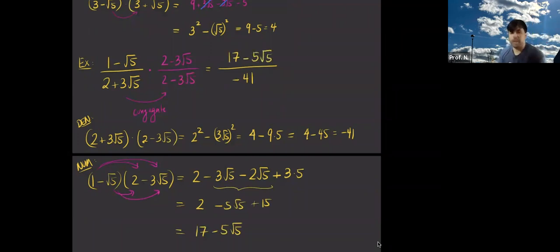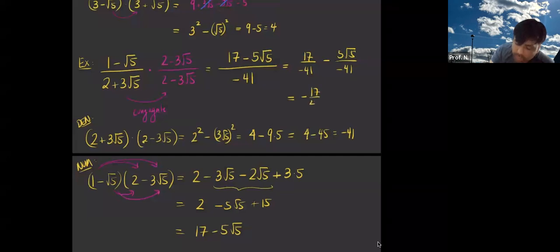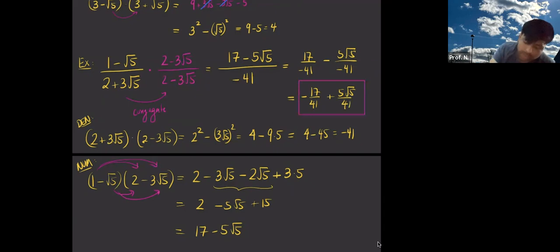I can write it this way, or I can write it this way: 17 over negative 41 minus 5 rad 5 over negative 41. But the negatives cancel, and I'm left with negative 17 over 41 plus 5 rad 5 over 41. That's one way I can express my answer, or I can just leave it like this.